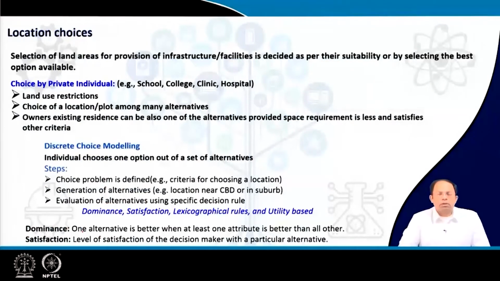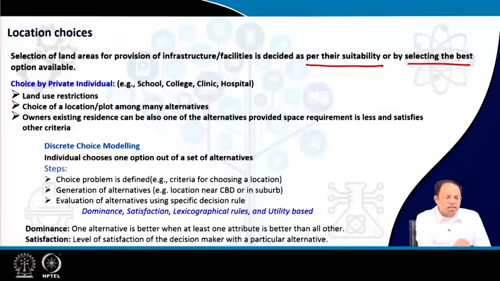So, when we talk about location choices, it's selection of land areas, if we are talking about selection of land areas for provision of infrastructure facilities. So it could be decided in two ways. One is decided as per their suitability of that particular land for this kind of infrastructure provision, or by selecting the best option available. That means none of the options are very suitable, but those are the only options available to us. So I have to make a choice to which to allocate that infrastructure facility to that particular land area or that particular option.